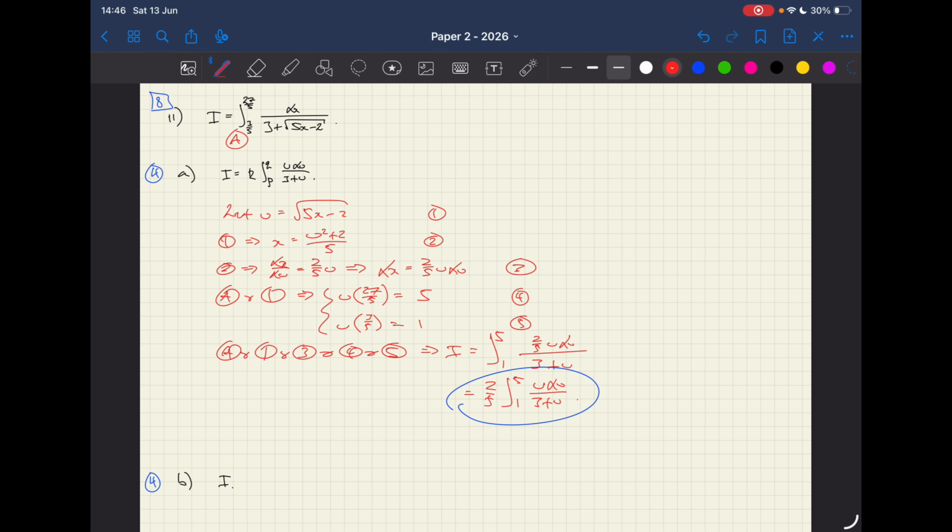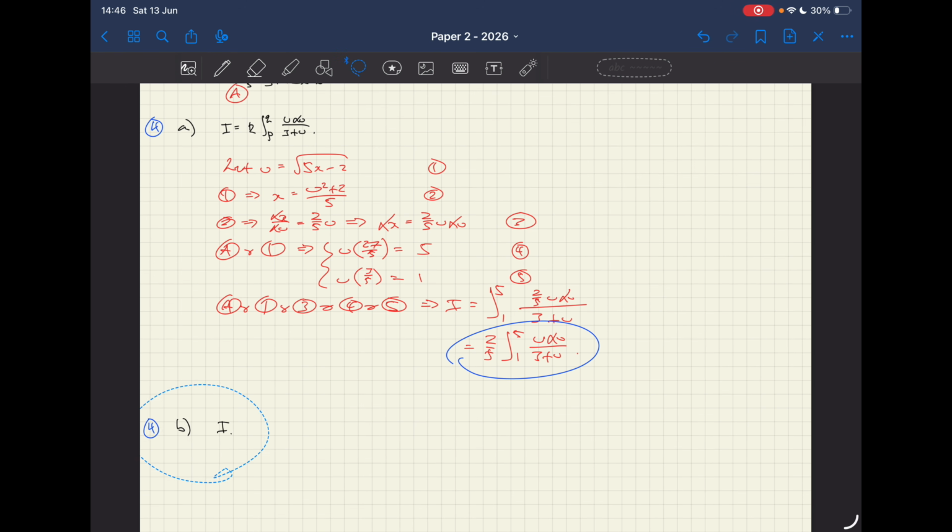2/5 out the front. u over 3 plus u. 1 and 5. Yeah, happy days. Looks good to me. Now let's just keep going. Just want to carry on with this, yeah. So let's give this a number. This can be fact number 6.